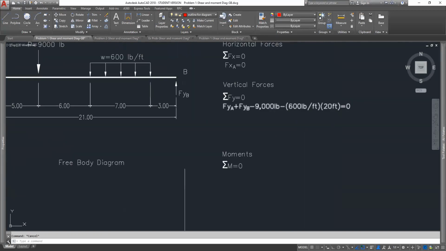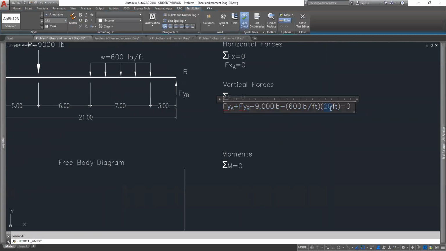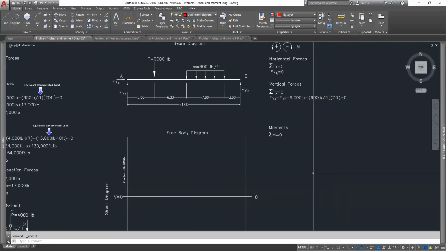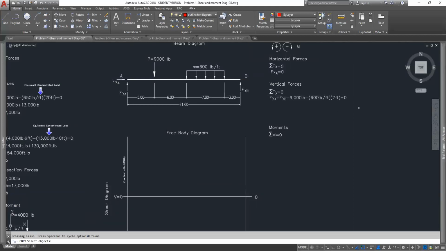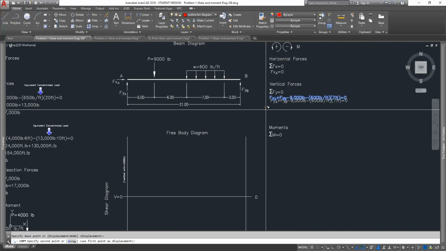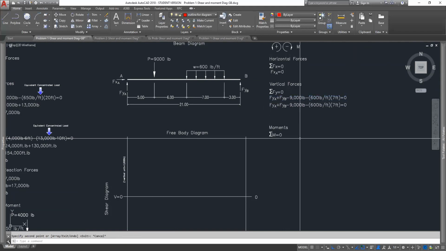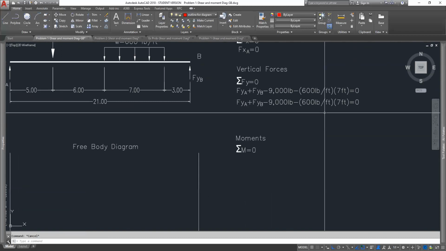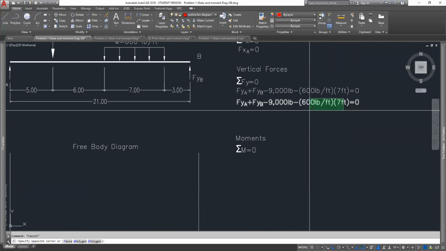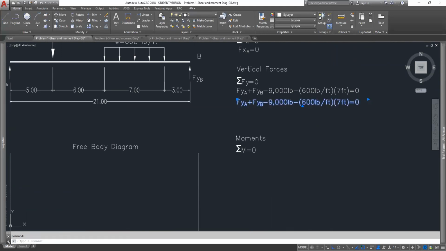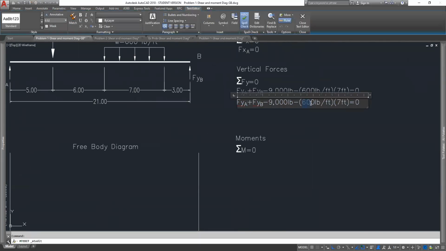Okay, so this number is 600 times 7 feet is equal to... Let's go ahead and continue. I can carry this down. I'm going to copy this. And so this number now becomes what? 1,400 pounds? 4,200? Yes. And we can get rid of all this other stuff.